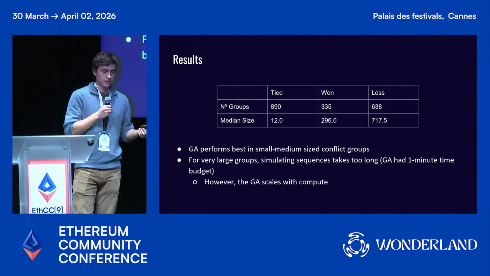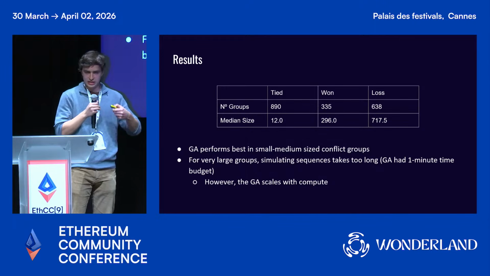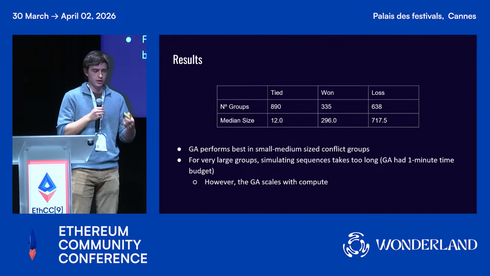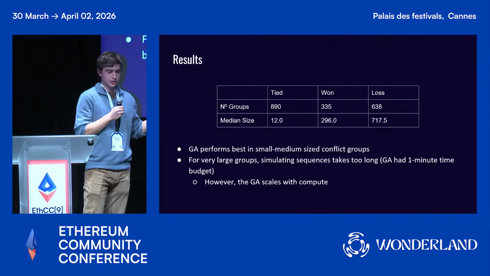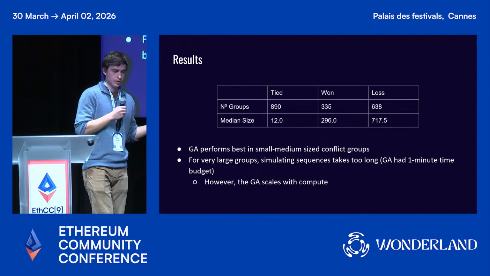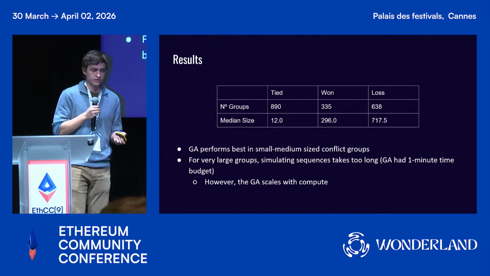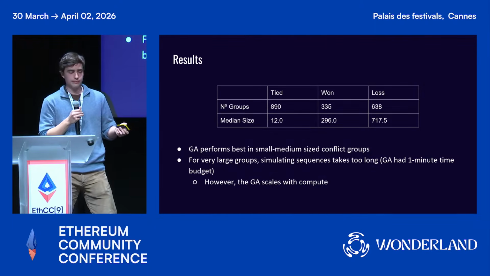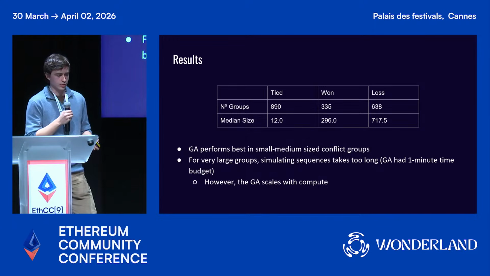And the reason is because this genetic algorithm approach is very simulation heavy, right? We need to be simulating these possible ways to order transactions across the many generations. But the nice thing is that the genetic algorithm scales with compute. And so I ran this experiment on a machine which wasn't super powerful. And so even though we had that 1 minute time budget, you could probably optimize this quite a lot and get it down to a couple of seconds.